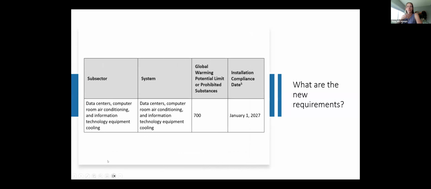Data centers, computer room air conditioning, and information technology equipment cooling. These are CRAC units. If you have a large data center and you have a piece of equipment that's just serving the data center, those types of equipment do not fall under this requirement until January 1st, 2027.